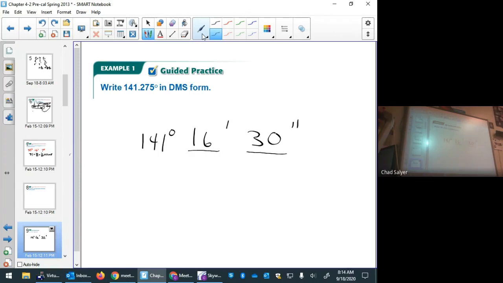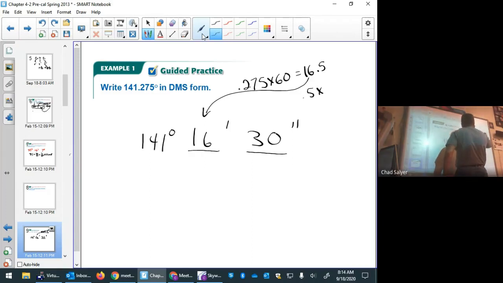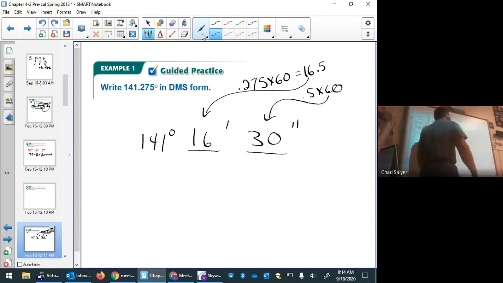So you're going to multiply 0.275 times 60, which gives you 16.5. So the 16 comes from there. The 0.5 times 60 is where the 30 comes from. So take the decimal part of the degree, multiply it by 60, take the whole number part of that, and that's your minutes. The decimal that's left over, multiply by 60 again, and that's your seconds.